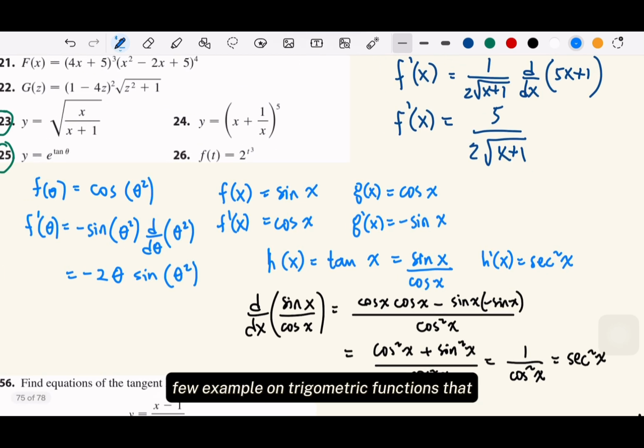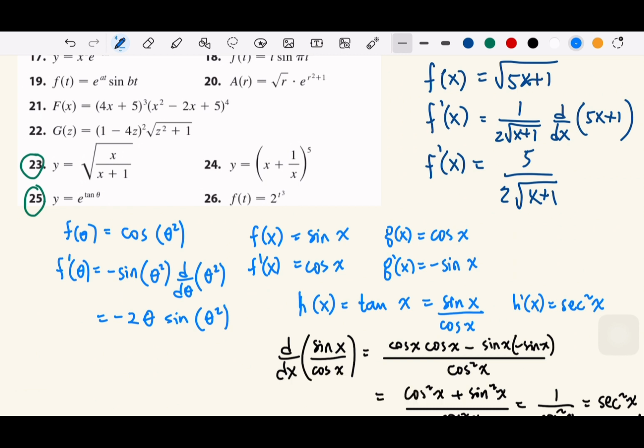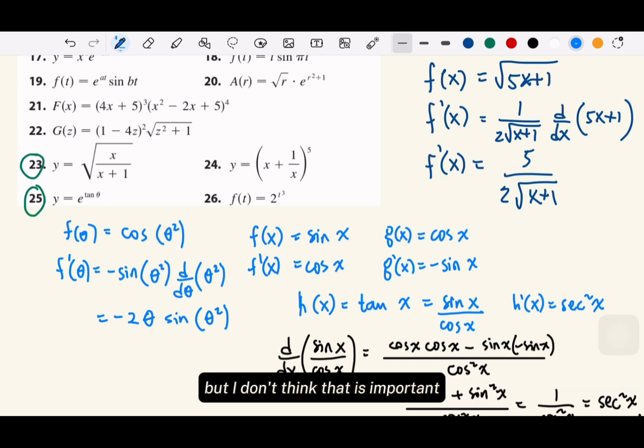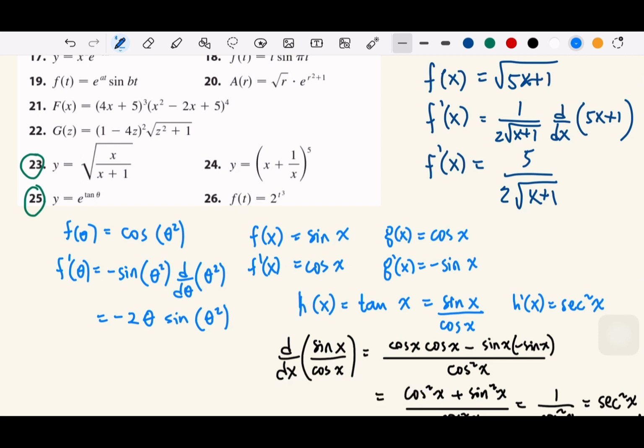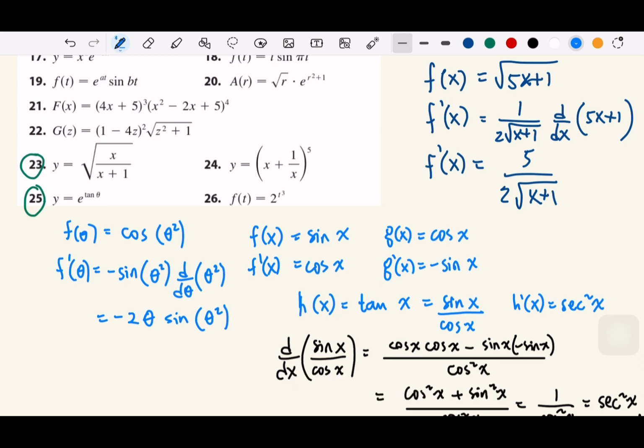A few examples on trigonometric functions that are perhaps easy if you know them beforehand. I think in your textbook they also mentioned the cosecant, the cotangent, and so on. I don't think that is important. As long as you know this one, you know the other ones as well. So no need to memorize a lot. Just a few things that you need to keep in mind as your fundamentals. From there you can derive all the trigonometry.